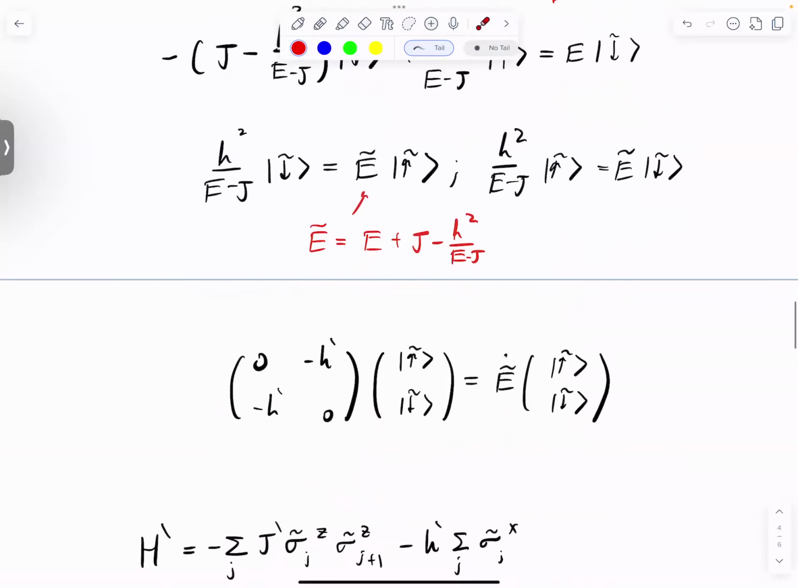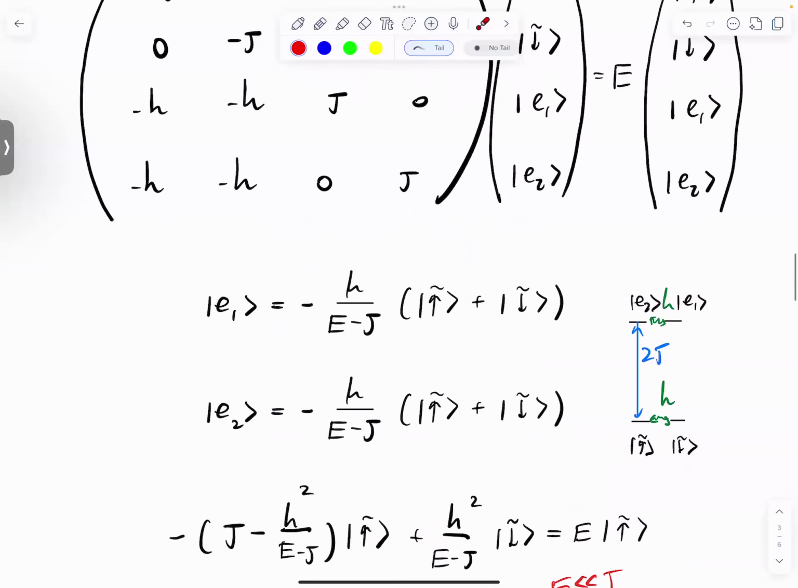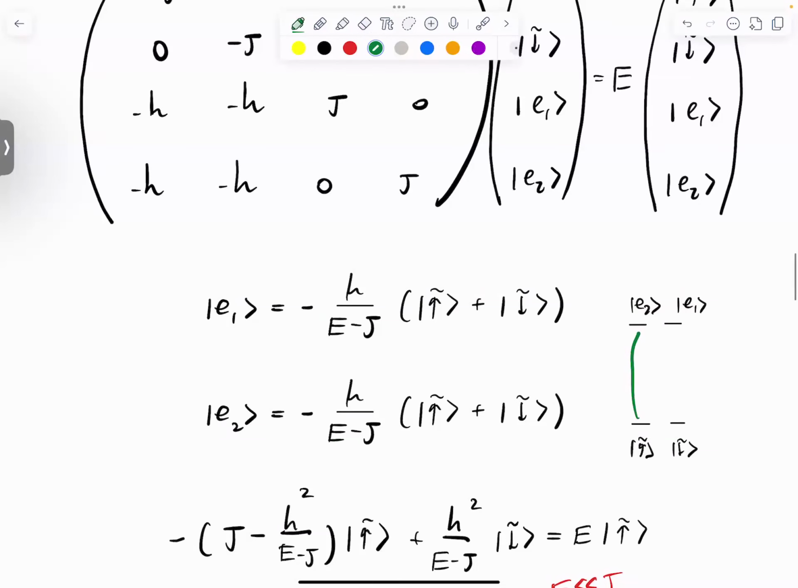Basically, if you look at this term for a moment, see this term? It's basically second order perturbation theory, right? It describes the matrix element to go from here to here is H. The energy denominator is basically J.